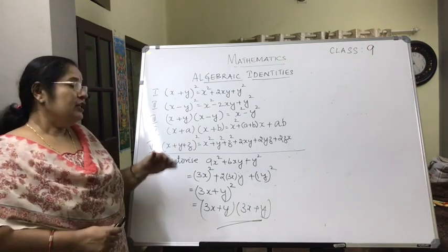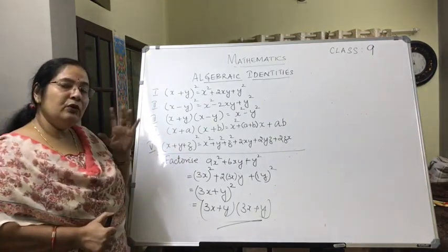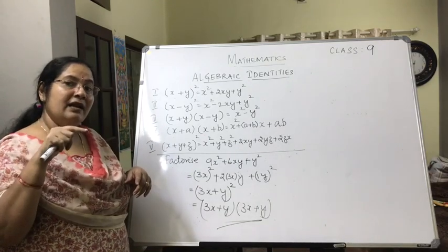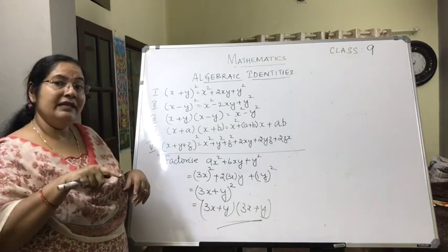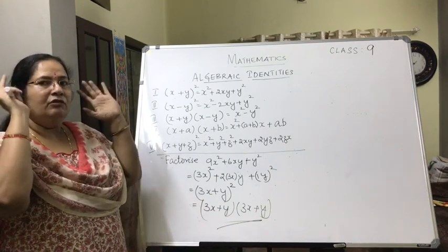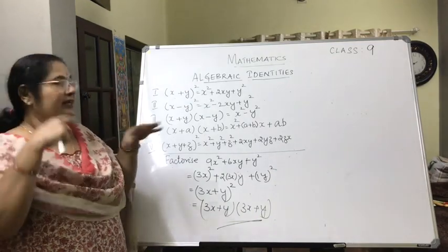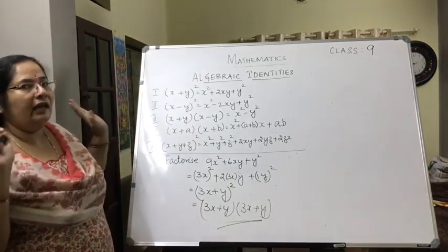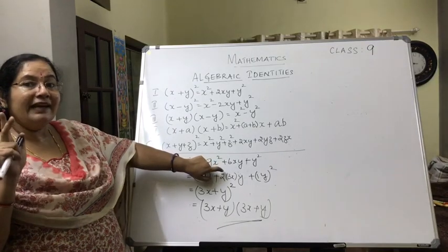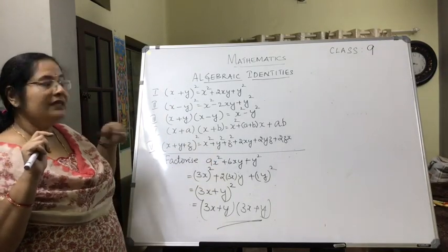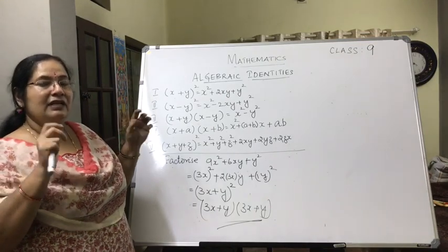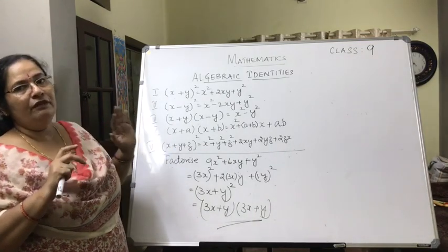So have you understood? If you're getting questions like this, what will you look into? Whether the first and last terms are or can be written as perfect squares. If you get that as a perfect square, then either the first or second identity can be used. Suppose the second term here was a negative term. Then which identity will you be using? You will be using the second identity. Is it clear? So think in that way and then do the factorization.